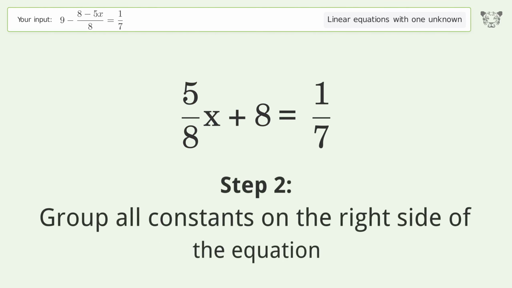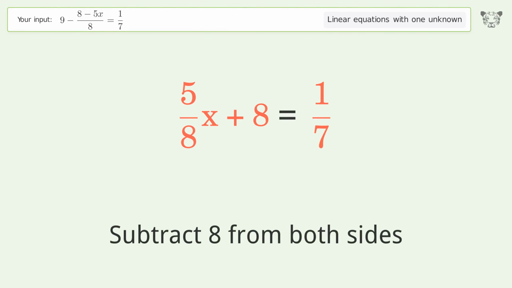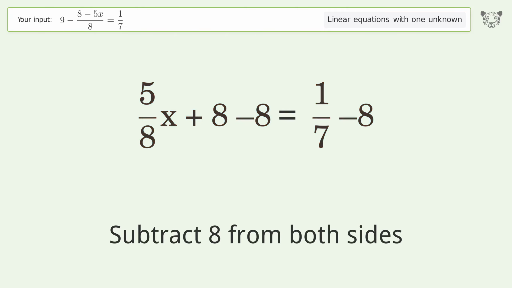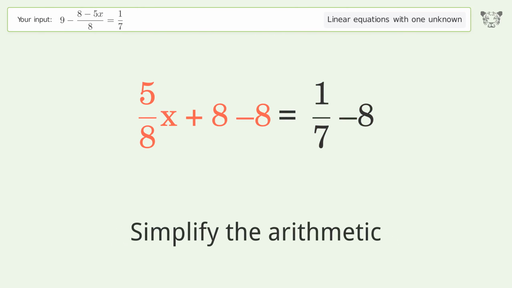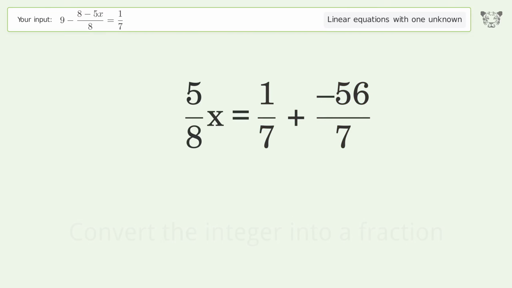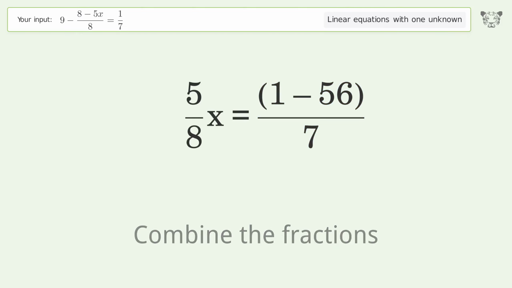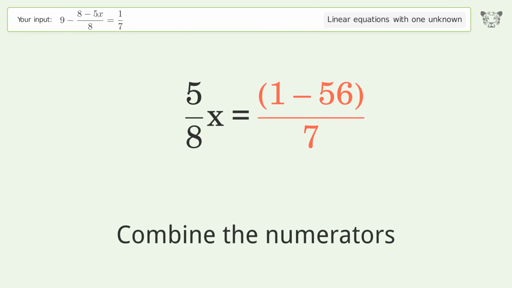Group all constants on the right side of the equation. Subtract 8 from both sides. Simplify the arithmetic. Convert the integer into a fraction. Combine the fractions. Combine the numerators.